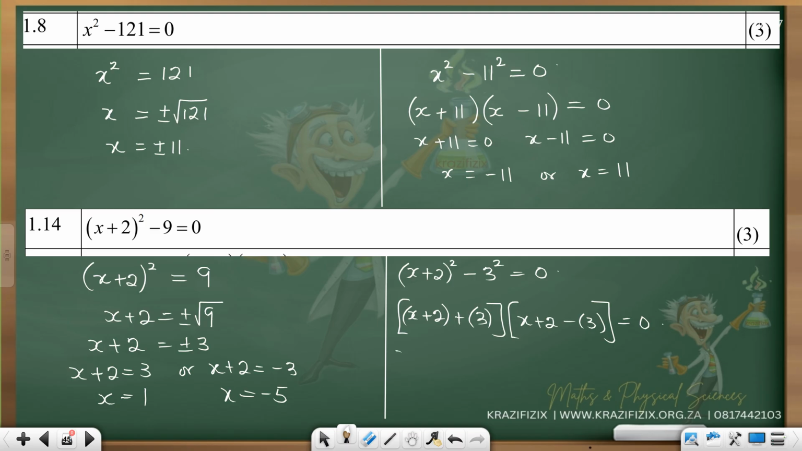So what do I have for the first bracket? x plus 2 plus 3 equals 0, so x will be equal to negative 5. Or x plus 2 minus 3 equals 0, so x equals negative 1. And our answer is the same.